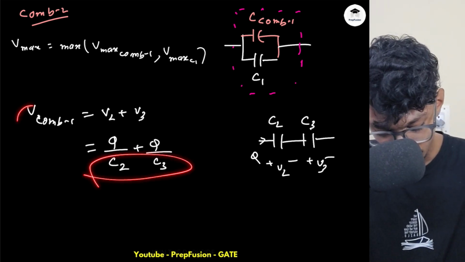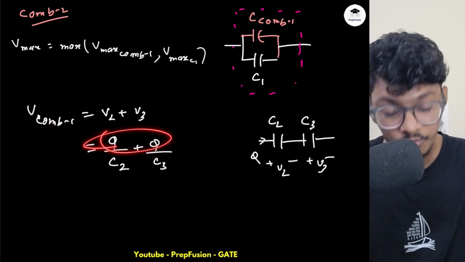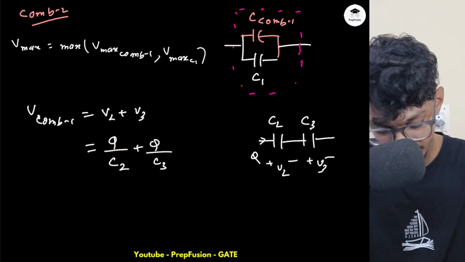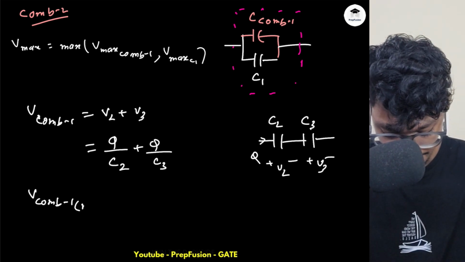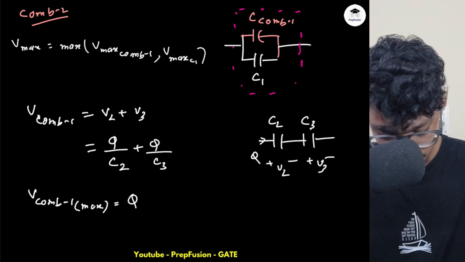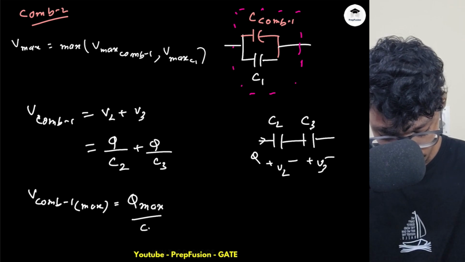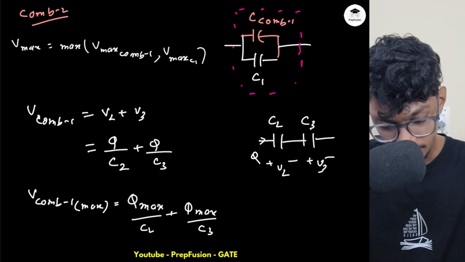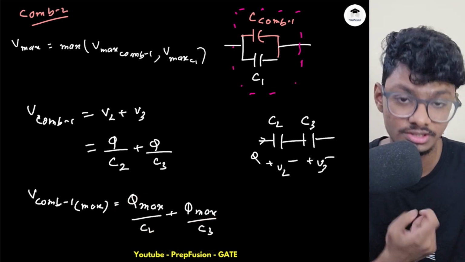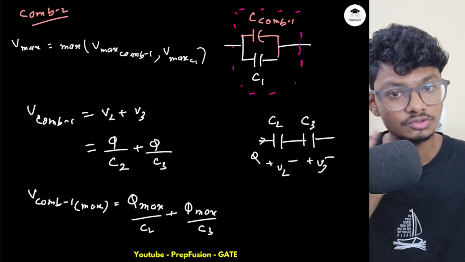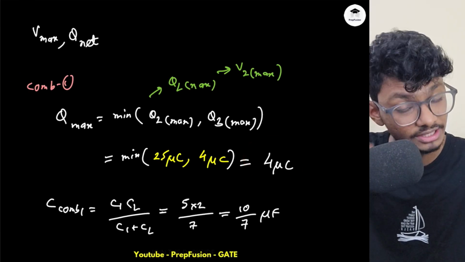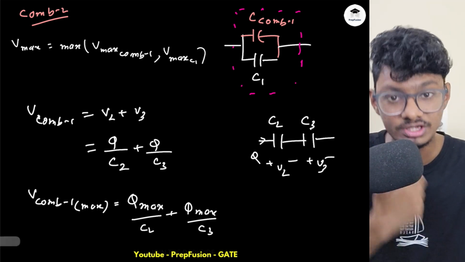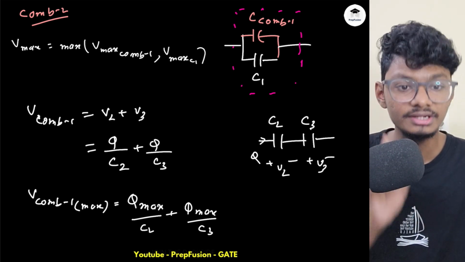Now these are constant. The potential will be maximum when the charge is maximum, basically Q max. So I will replace this by Q max. So V comp 1 max is Q max by C2 plus Q max by C3. Now what is the maximum charge that I can actually flow through this combination so that none of them gets damaged? That is what I found out in the previous case, 4 microcoulomb. So that I will replace here. It is taking me time to explain, but trust me, when you learn this method, it will not take you much time.